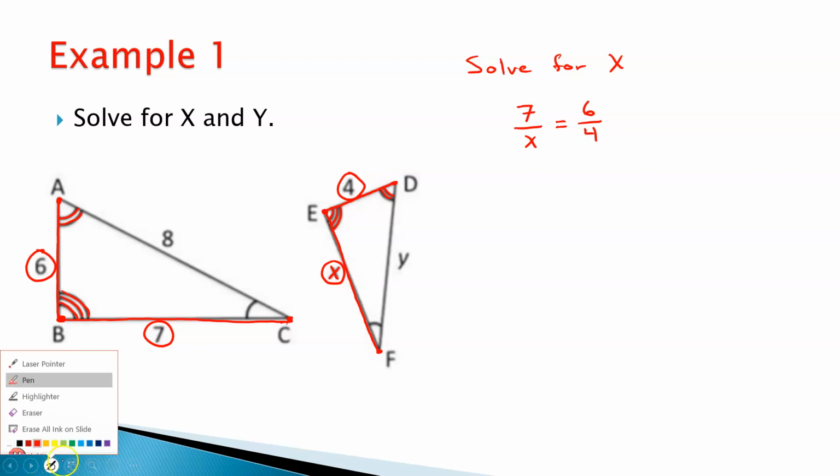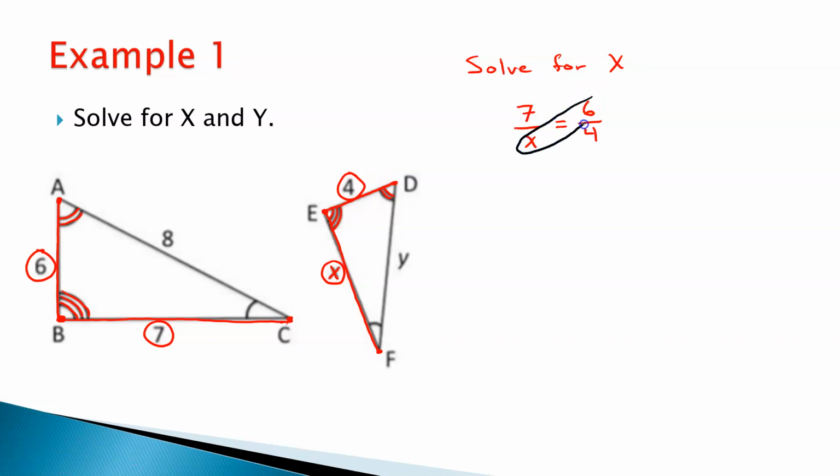Well, what we have here, guys, is just a cross multiplication problem. I'm going to cross multiply diagonally here. 6 times x, well, that's just 6x is equal to 7 times 4, which is going to give us 28. And then one last thing that we have to do here, guys, is simply divide both sides by 6. So what is 28 divided by 6? We get 4.66, and it goes on for a while.